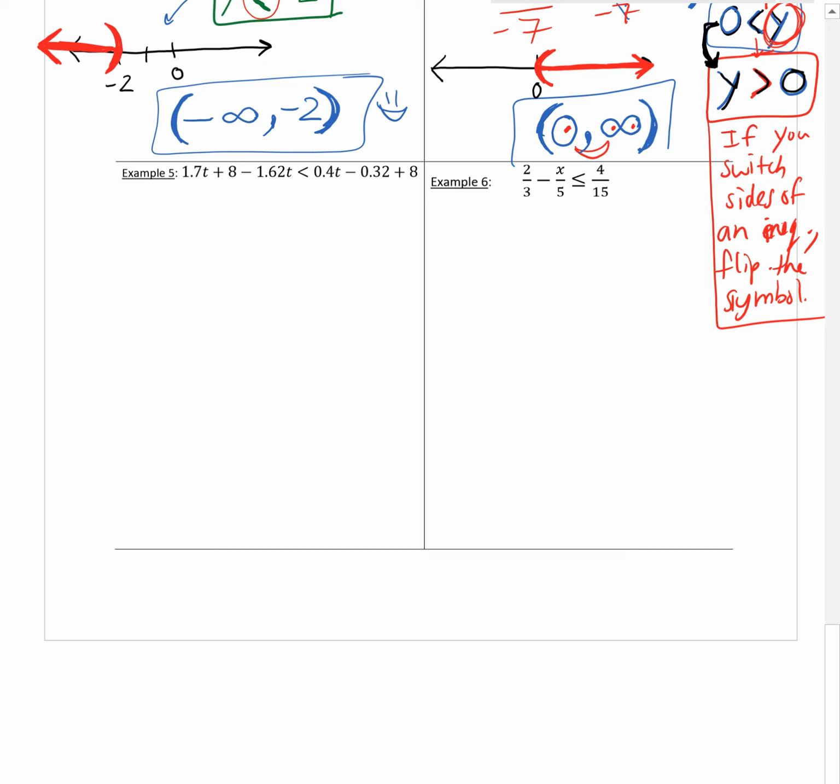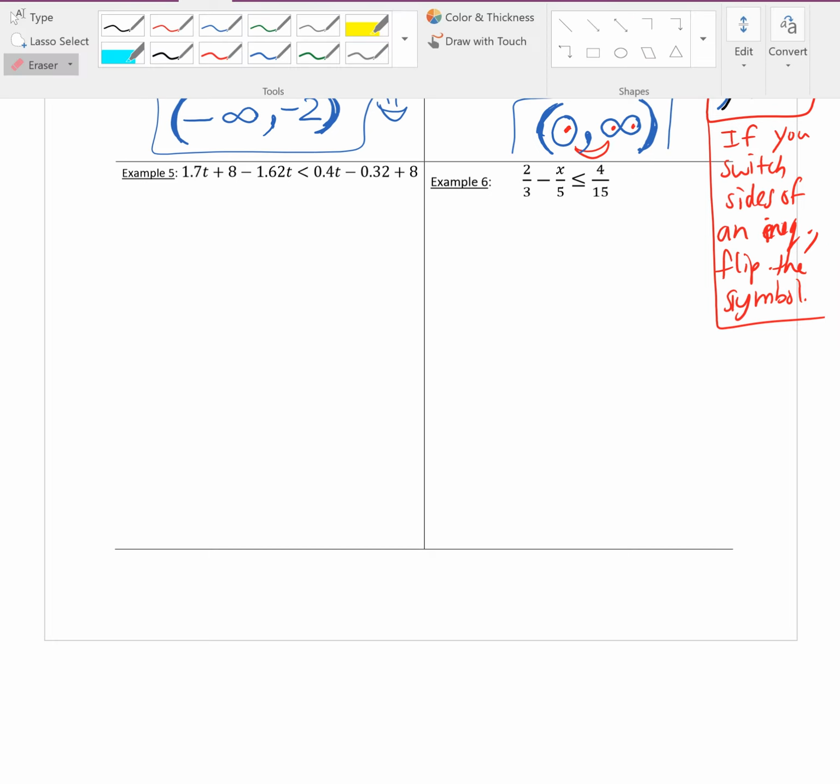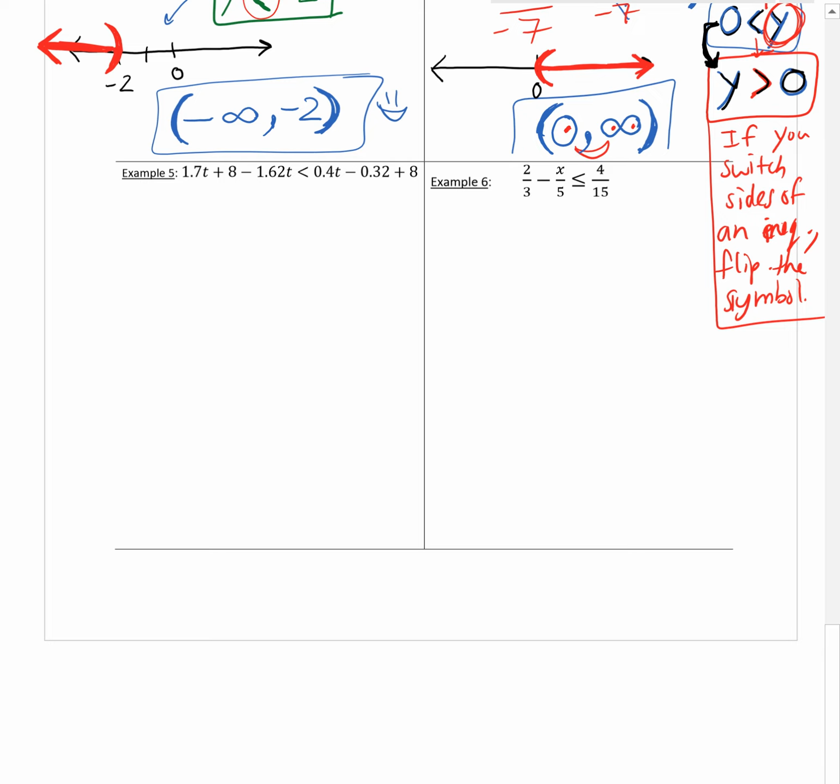All right, and if you're getting kind of frustrated or bored or you're not having a good time, you know what I always remind myself? At least it's not word problems, am I right?